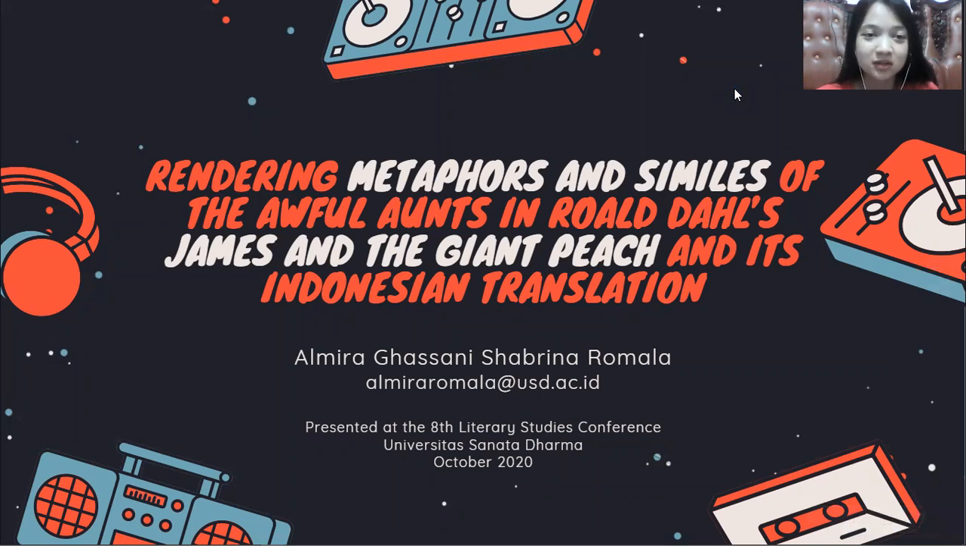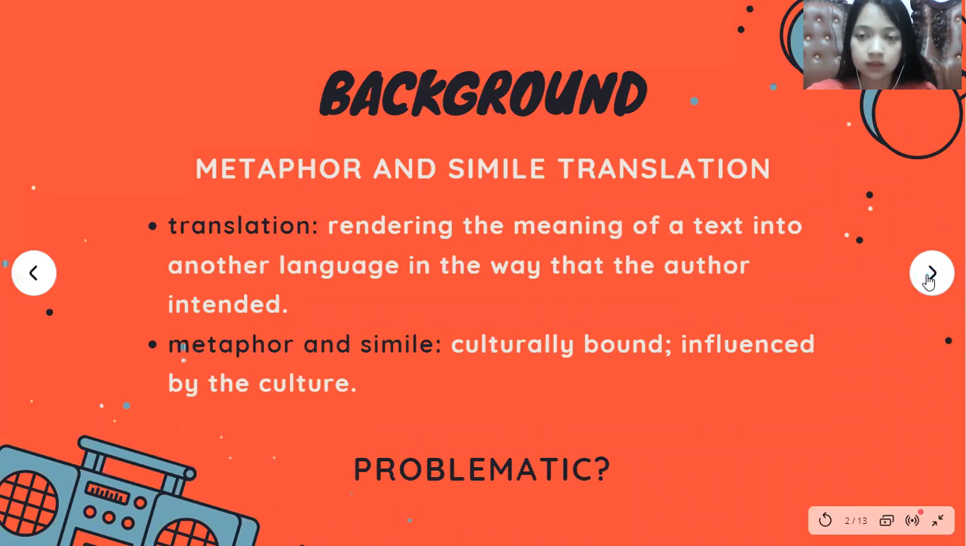In this occasion, I would like to present my study entitled Rendering Metaphors and Simile of the Oval Ounce in Roald Dahl's James and the Giant Peach and its Indonesian translation. My name is Almira Gasani Sabina Romala and I'm from Universitas Sanata Dharma. In this research, I analyzed the metaphor and simile translation in a literary work.